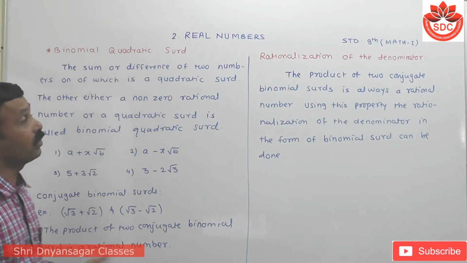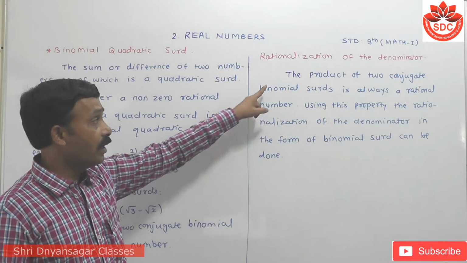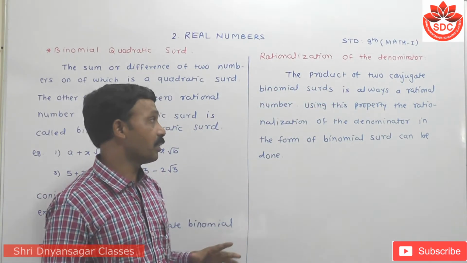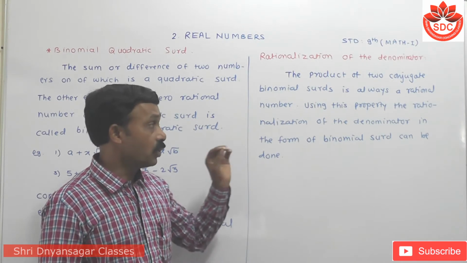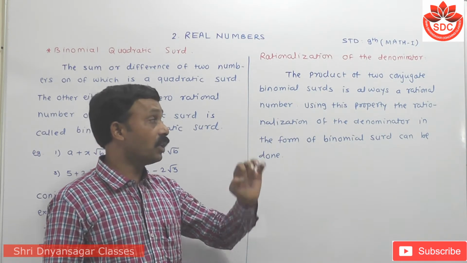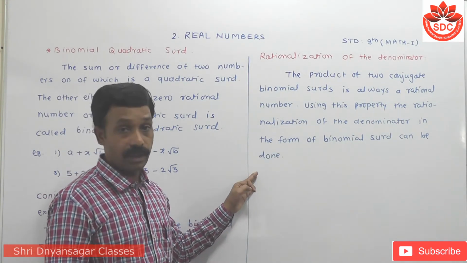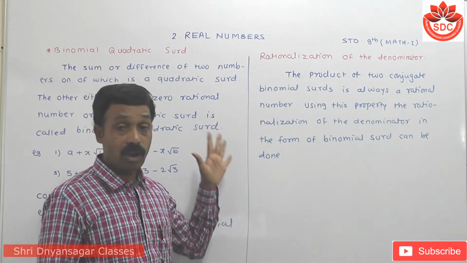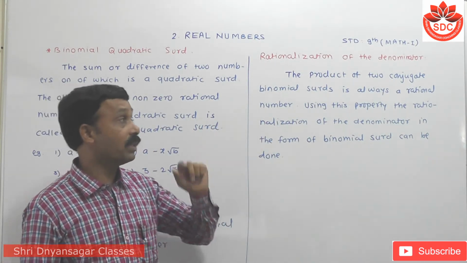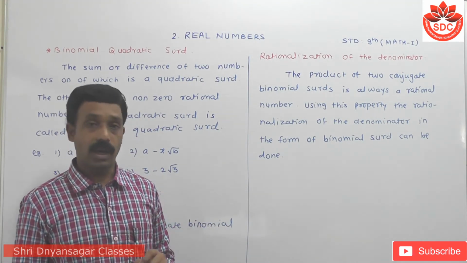This is one property. We use this property to solve the rationalization of the denominator also. The product of two conjugate binomial surds is always a rational number. Using this property, the rationalization of the denominator in the form of a binomial surd can be done. So we have to rationalize the denominator by using the conjugate pair of the binomial surd.